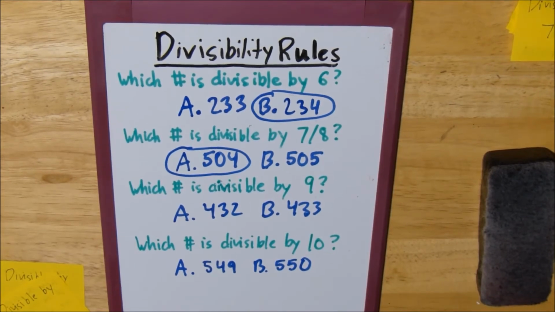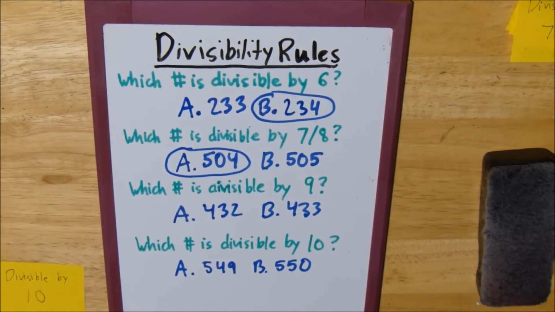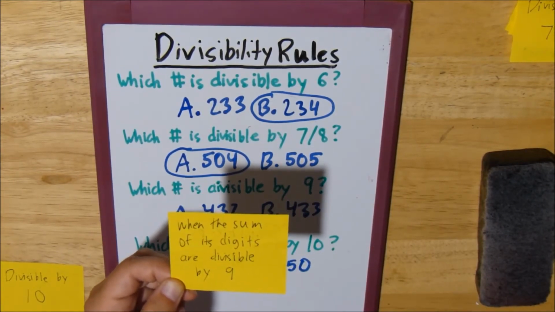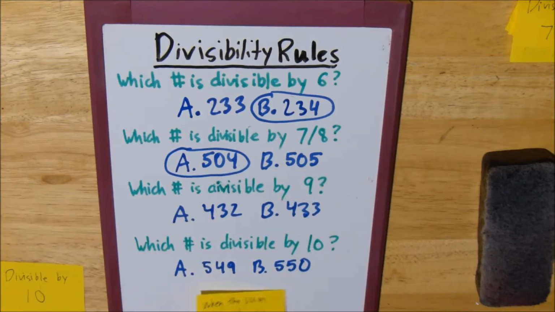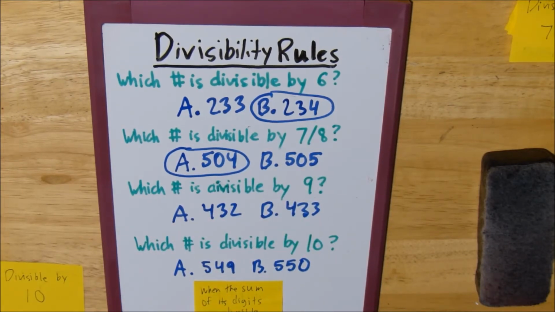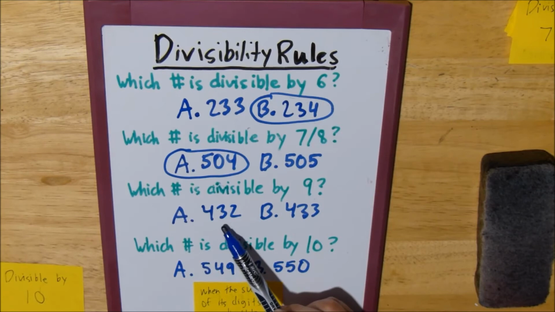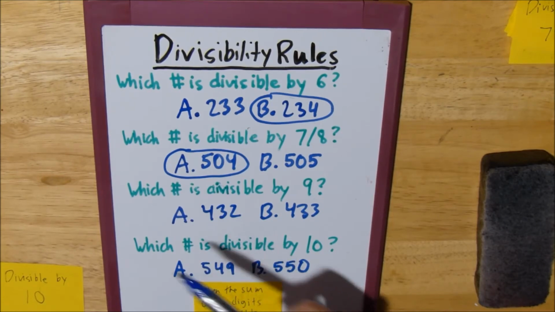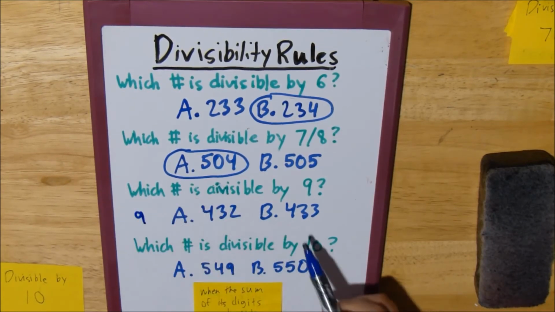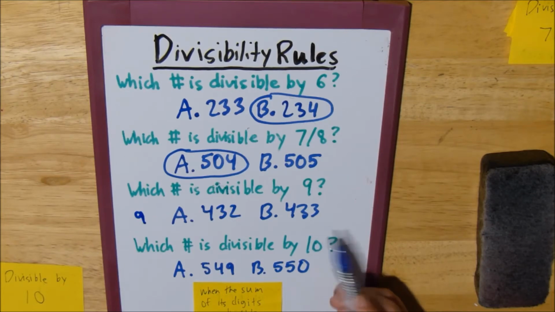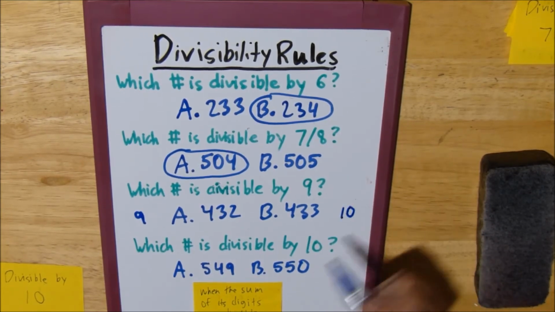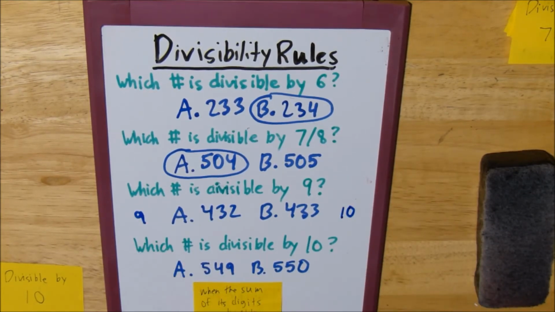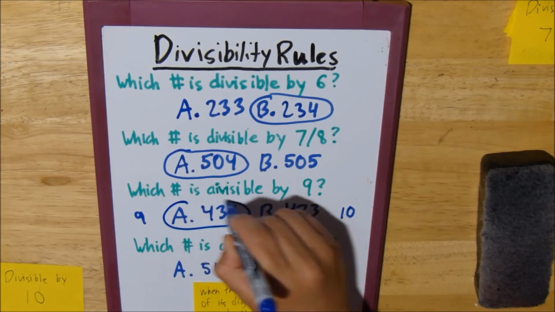Okay. So, now let's talk about what's divisible by 9. 9 is kind of like the rule for 3 in that you have to have the sum of its digits be divisible by 9. Right? So let's add them up. 4 plus 3 is 7. 7 plus 2 is 9. 4 plus 3 is 7. 7 plus 3 is 10. 9 is the number that is divisible by 9. It would be 1. So, A must be our answer.